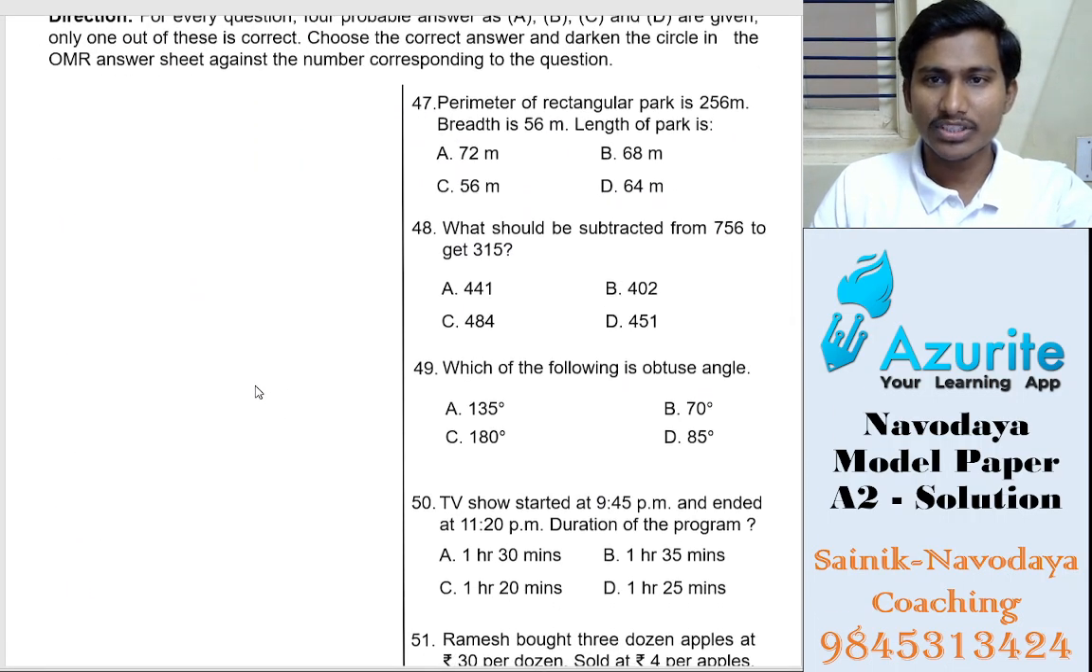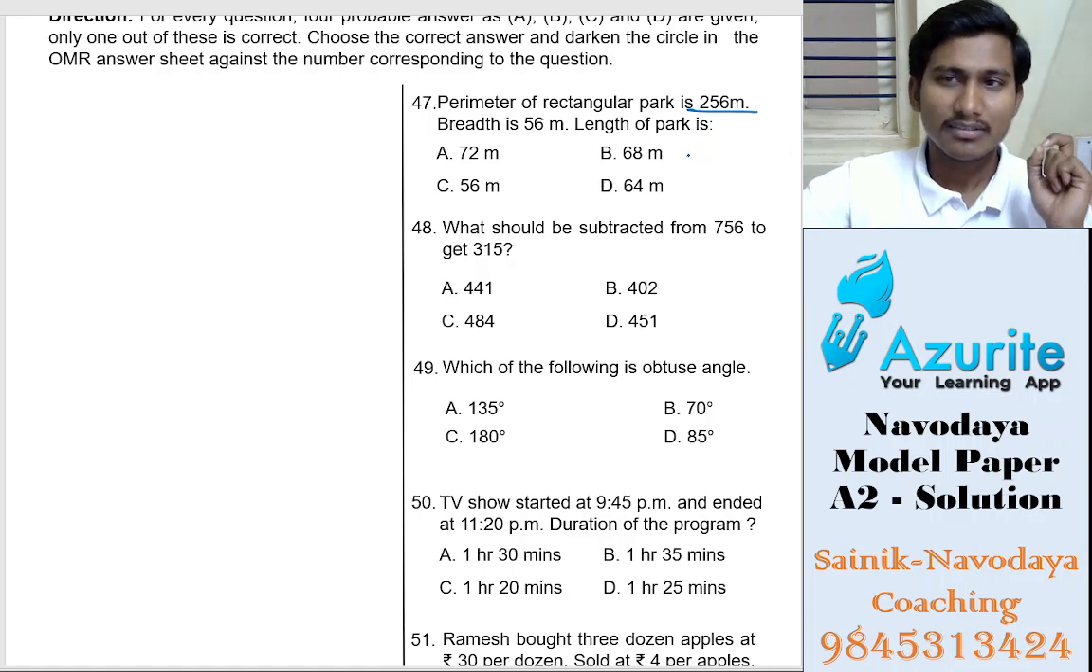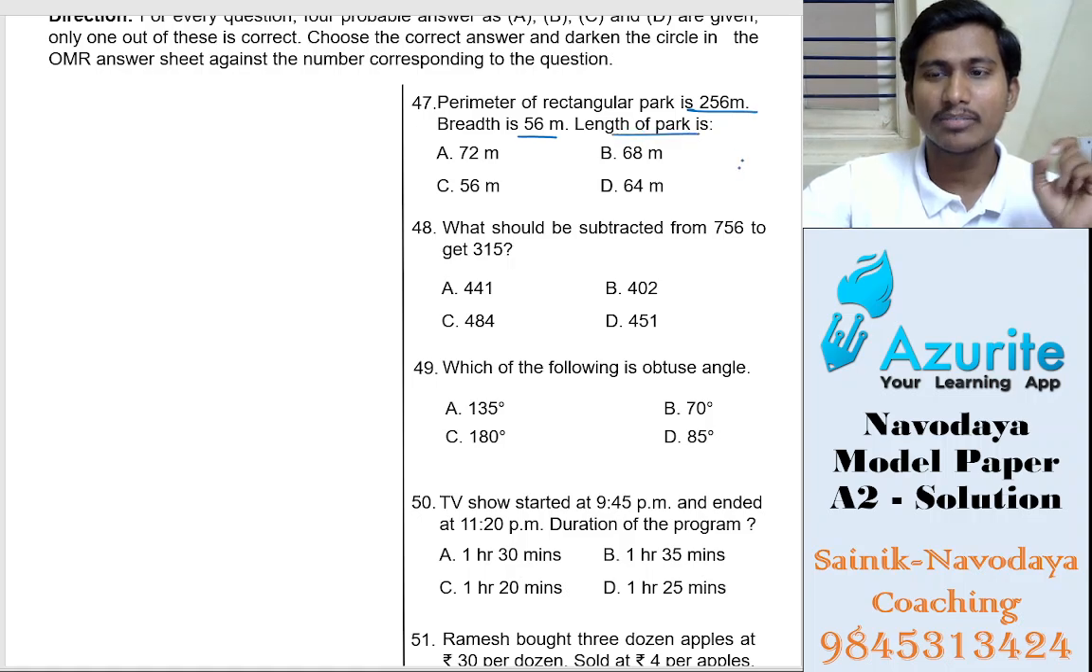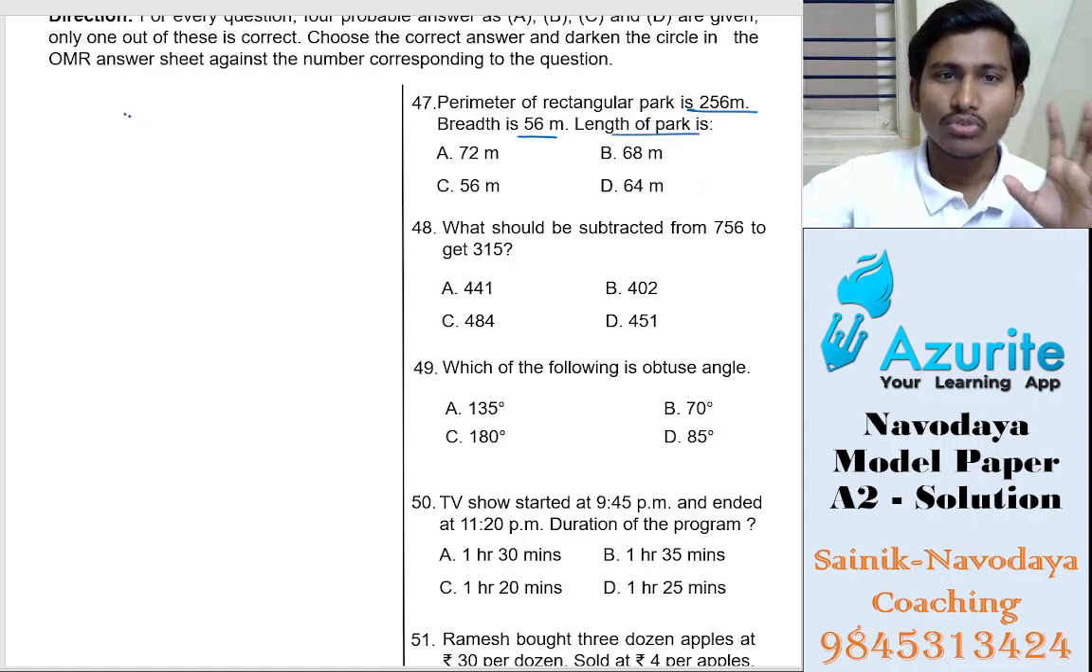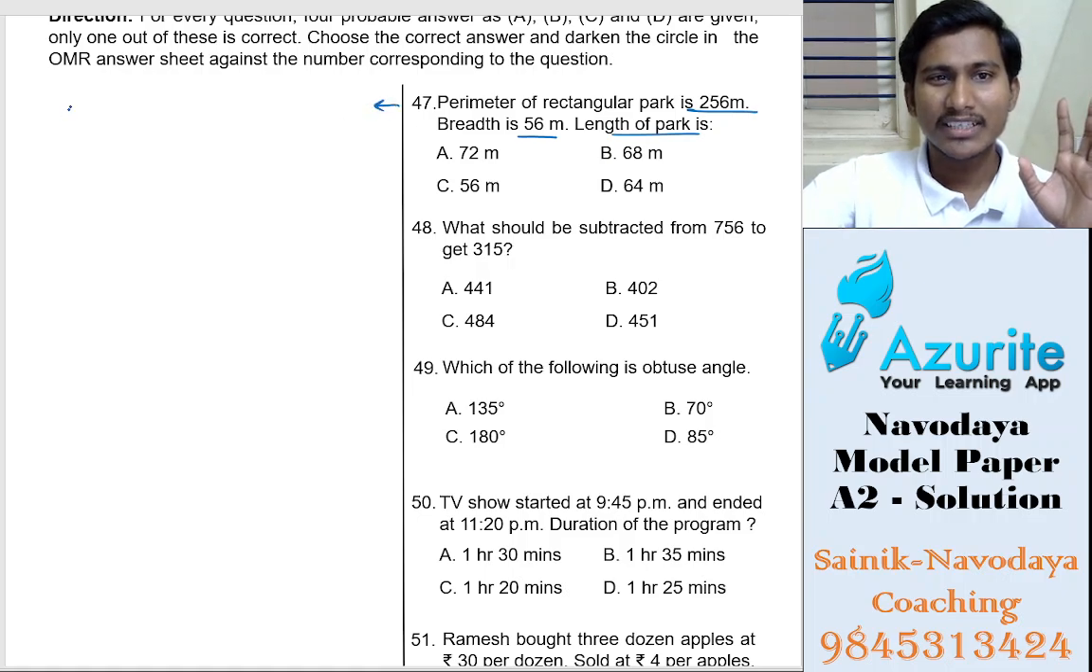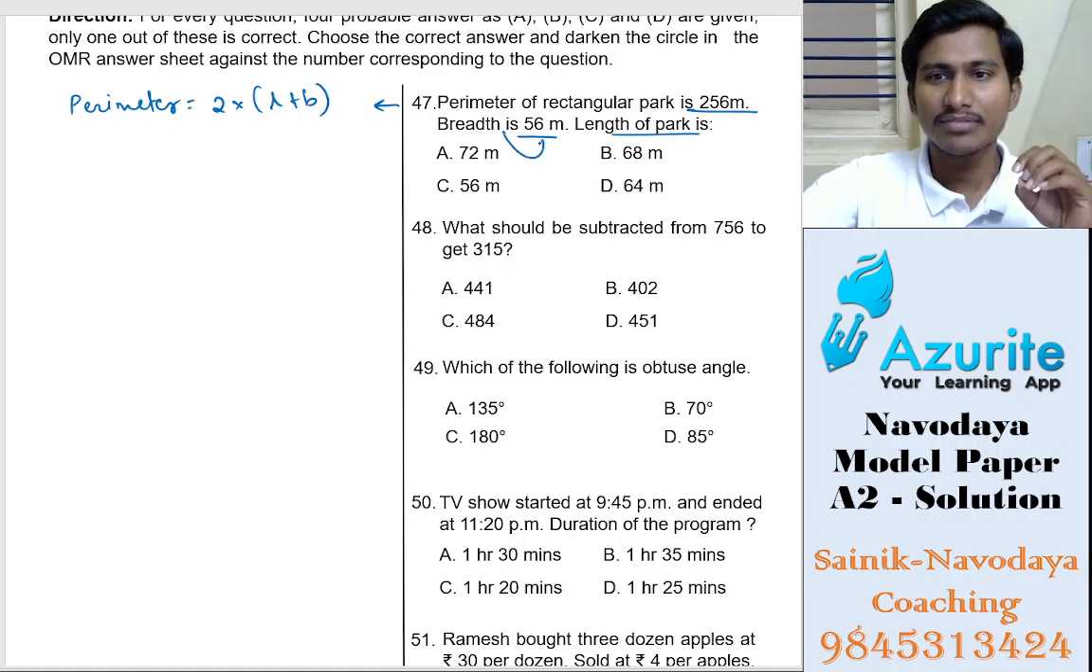So what is question 47 here? The perimeter of a rectangular park is 256 meters. The breadth is 56 meters. Find the length of the park. So we know how to find the perimeter of a rectangle: perimeter is 2 times length plus breadth. Here breadth is given as 56, and the perimeter is 256.